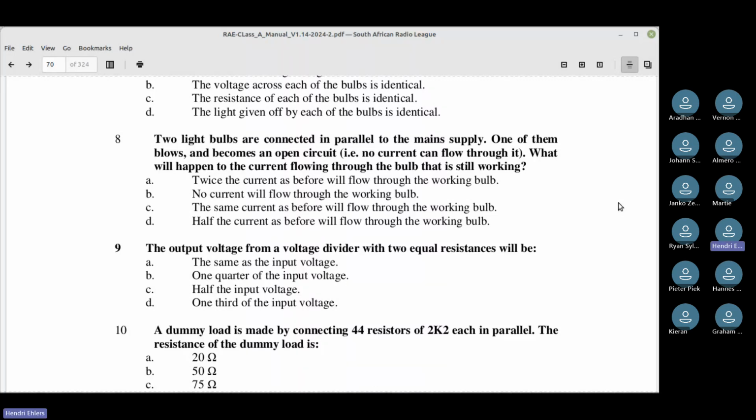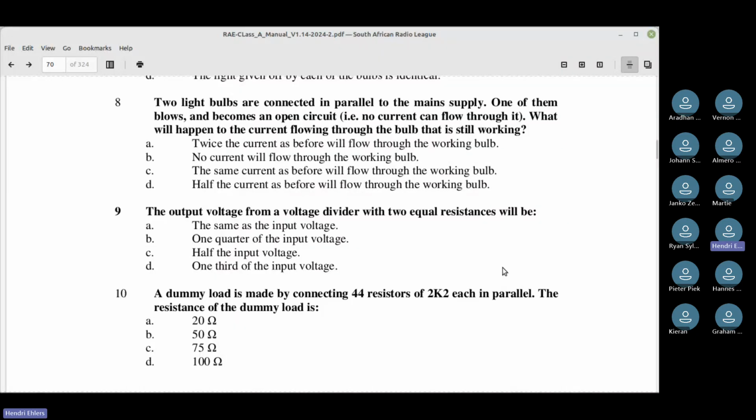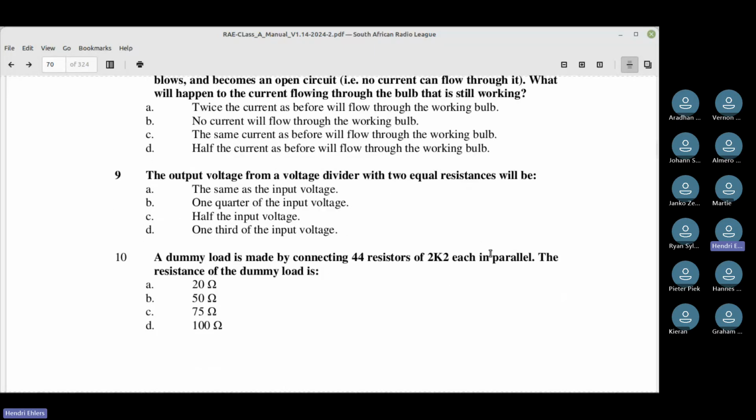Anybody disagree with me? Okay. The output voltage from a voltage divider with two equal resistances will be, and that's exactly what I explained right at the beginning.